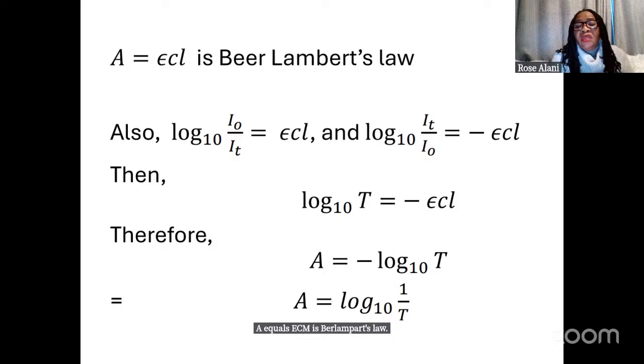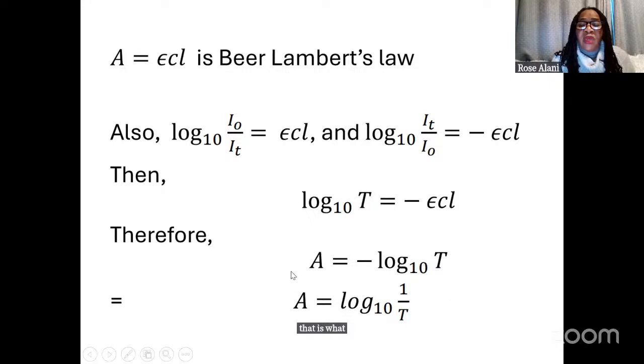Also you can use log to base 10 of I0 over IT is equal to ECL, which is the same thing as A is equal to ECL. Then that gives you log to base 10 of T, where T is the transmittance, is equal to minus ECL. You just follow this relationship and you end up with A is equal to log to base 10 of 1 over transmittance. That is what you have.